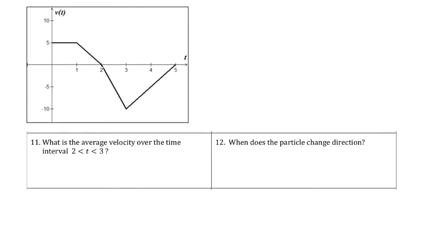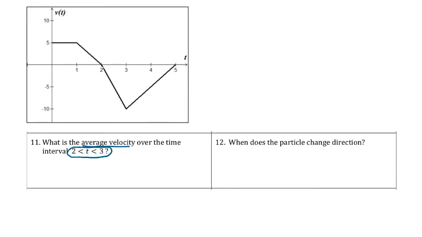Okay, so our next question, number 11, wants to know, what is our average velocity over this time frame? So if we're looking for average velocity from 2 to 3. Now, those of you that have been in physics will understand a little bit better how to find this. If you're looking for average velocity, you're not looking for an instantaneous velocity. That's going to be what's going on at that precise moment. So this is going to be a little bit different.